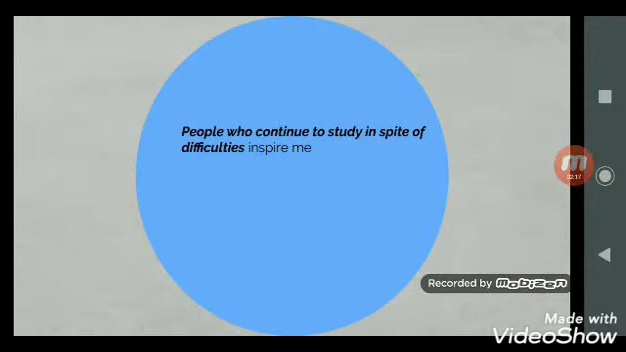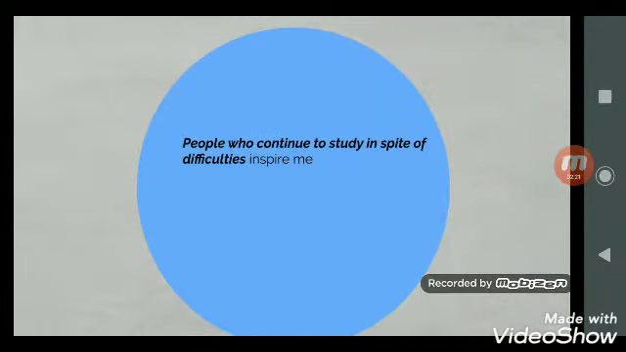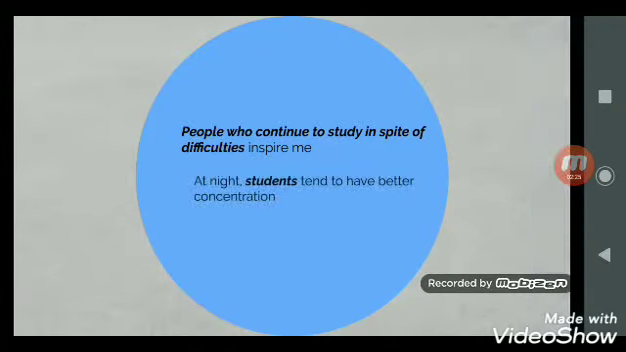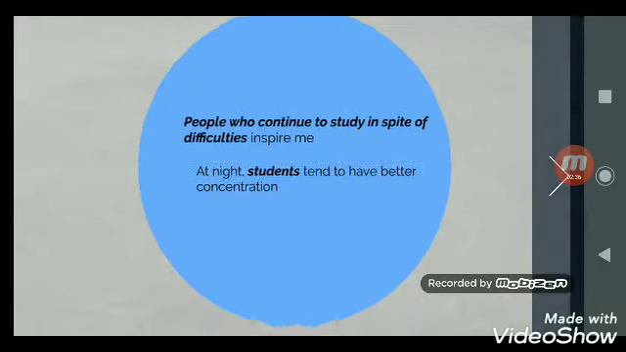People who continue to study in spite of difficulties inspire me. Another clause being a subject. And at night, students tend to have better concentration. So this is an example of an adverb beginning a sentence. And as we said before, separated by a comma.